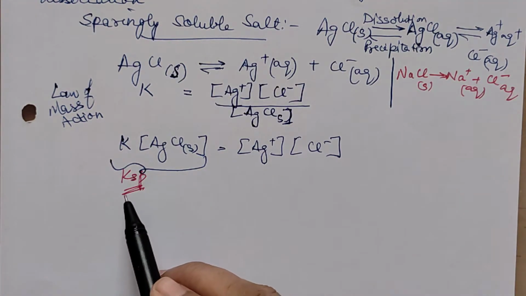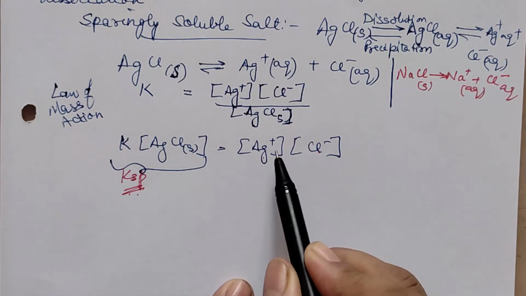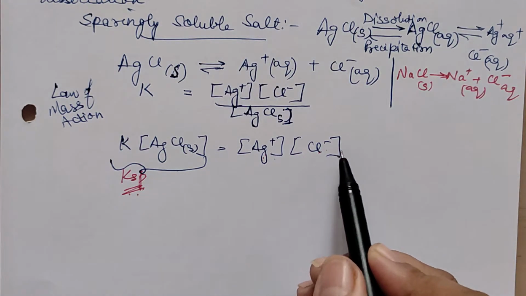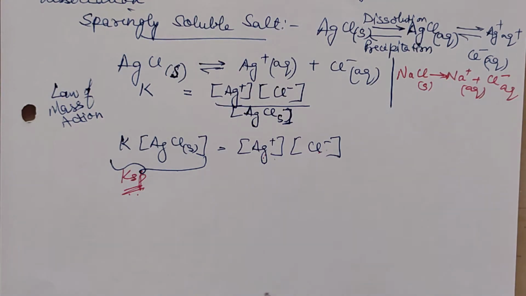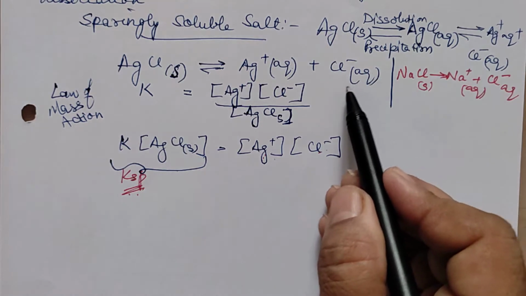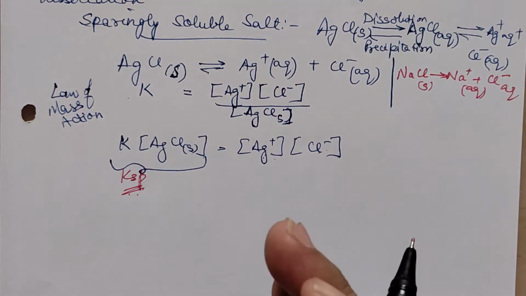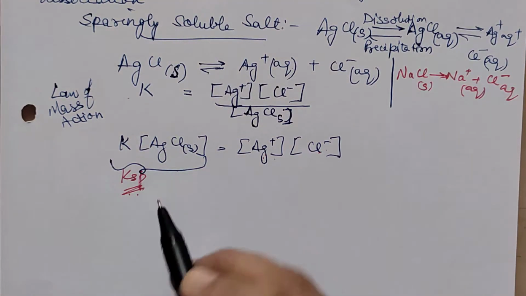So basically, what is solubility product? It is the product of the molar concentrations of the ions in a saturated solution. Why do we say saturated? The ions are being formed and they are getting precipitated back also, so it cannot take more of the ions. Whatever ions you are adding, the same are getting dissociated as well as precipitated. This is called the solubility product.